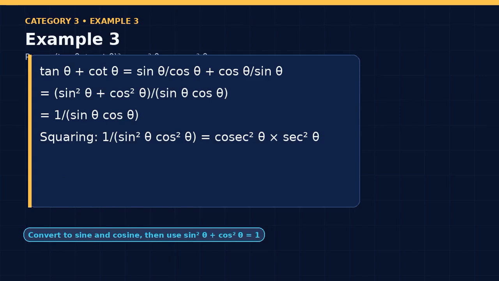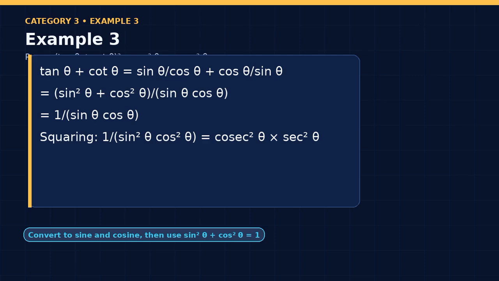Example 3. Prove that the square of tangent theta plus cotangent theta equals secant squared theta multiplied by cosecant squared theta. Rewrite the bracket using sine and cosine. Tangent theta plus cotangent theta equals sine theta over cosine theta plus cosine theta over sine theta. Combine the fractions. The numerator is sine squared theta plus cosine squared theta, which is 1. Thus, the bracket equals 1 over sine theta multiplied by cosine theta.